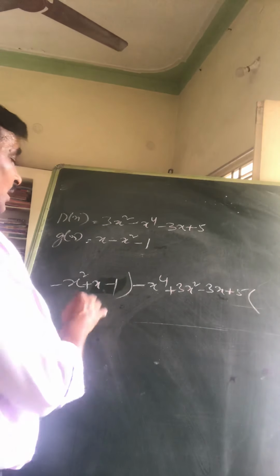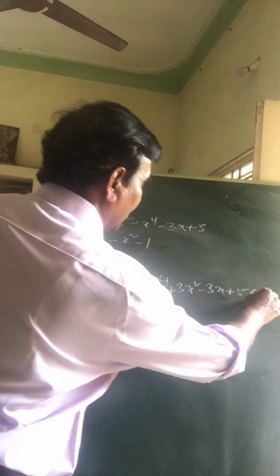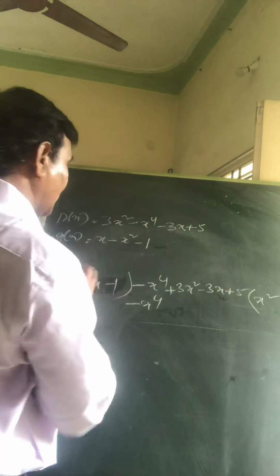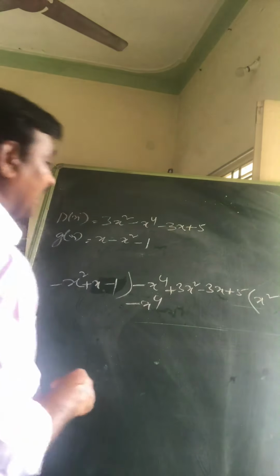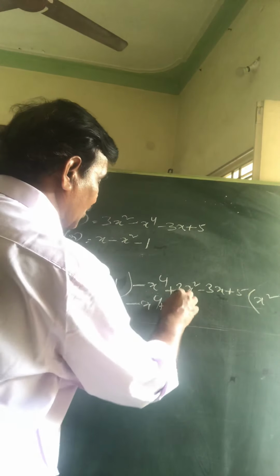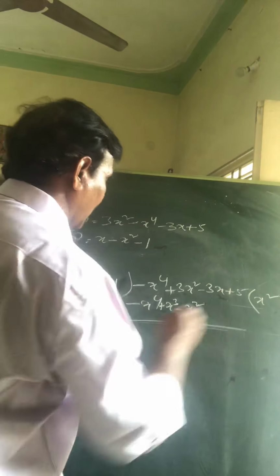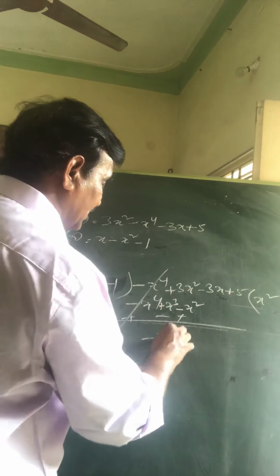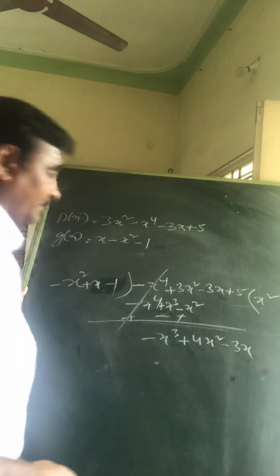Yes. Now here, minus x square and minus x to the power of 4. So we have to take x square times minus x to the power of 4, minus x square. Minus x square into x, how much? 3 x cube is there. But the x cube term is not there here, so we can write plus x cube. x square into minus 1, minus x square. Now plus minus plus cancel. Minus x cube plus 4x square minus 3x.